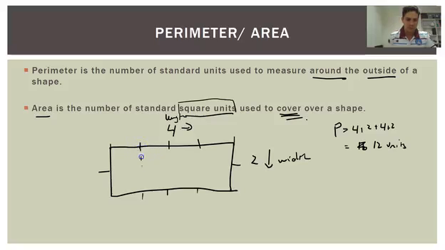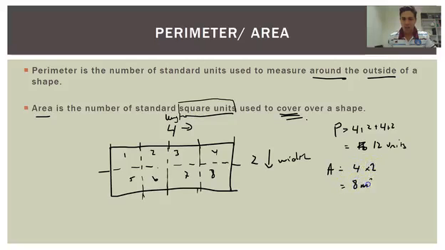Okay, so if I break this up into square units now, even though they're not perfect squares, you can see that I've got 1, 2, 3, 4, 5, 6, 7, 8 square units that cover this particular shape. So the area is 4 units by 2 units, that's 8 square units. Okay, so that's the difference between perimeter and area.